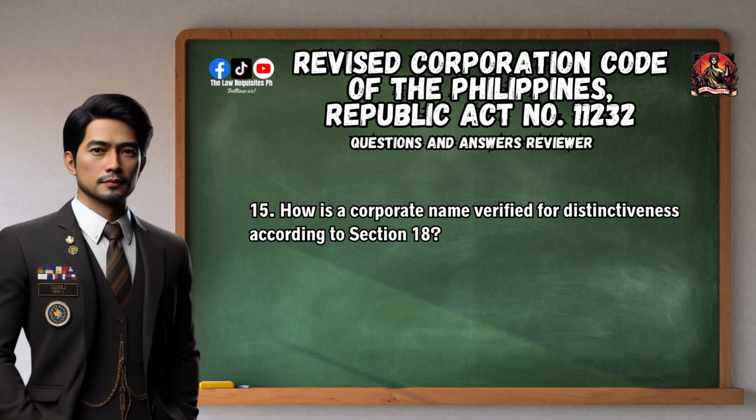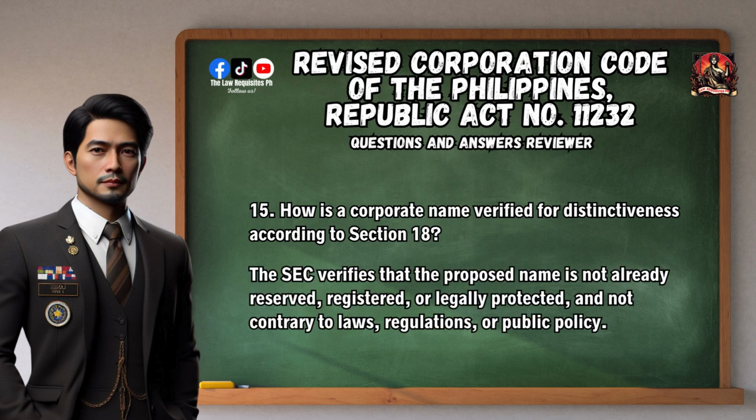15. How is a corporate name verified for distinctiveness according to Section 18? The SEC verifies that the proposed name is not already reserved, registered, or legally protected, and not contrary to laws, regulations, or public policy.